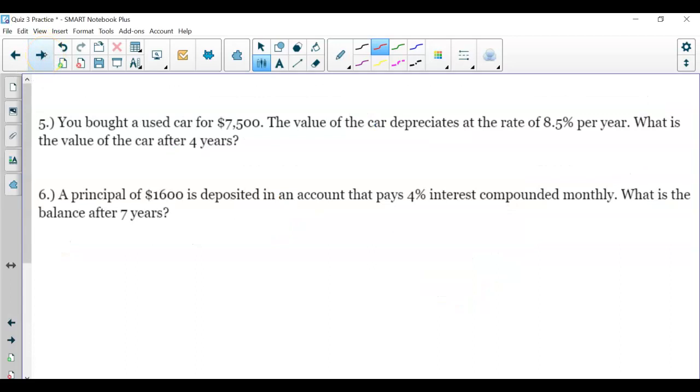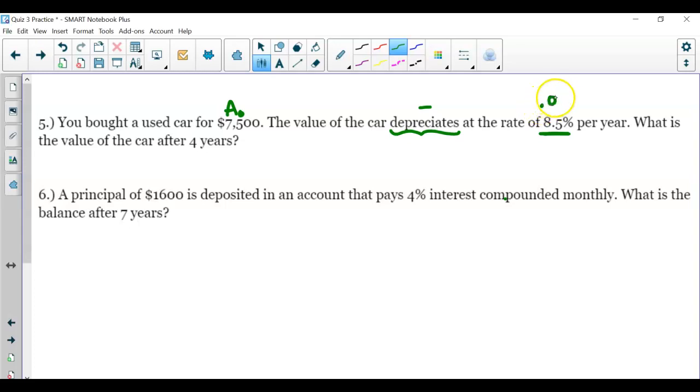So now questions 5 and 6 are the application problems. You bought a used car for $7,500. So that's the initial amount, right? So that's my A sub 0. The value of the car depreciates. So remember, depreciates means decay. We are subtracting. We have a rate of 8.5%. Or remember, right? Move that decimal 2 times to the left or divide by 100.